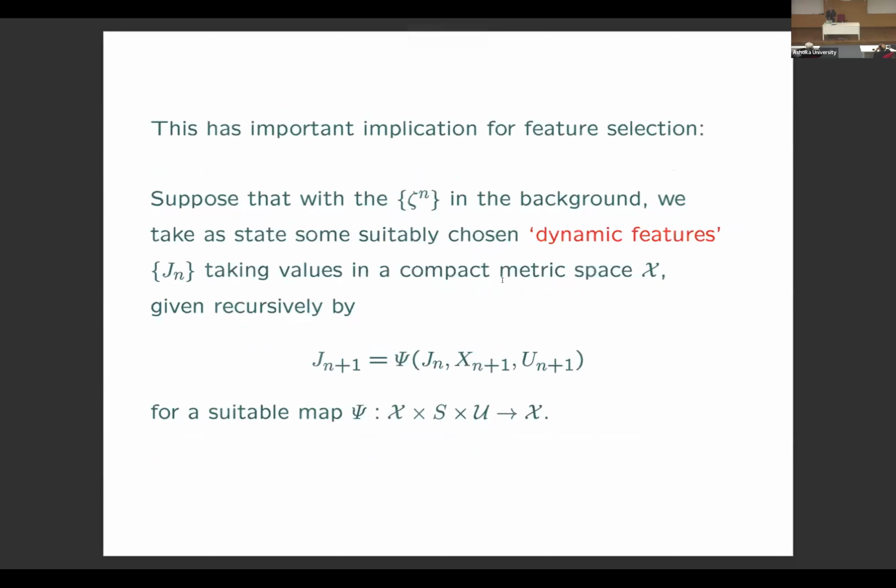Yeah, so we philosophize a bit in that published paper. The claim is that instead of using features in the standard folk wisdom way, use recursively defined features. Features just mean you are taking some functions of the state or of state and control. So what I claim is to take some dynamical system like this: J_{n+1} depends on the previous J_n and the current control and state. Take this dynamics to be low dimensional and use this as the state.